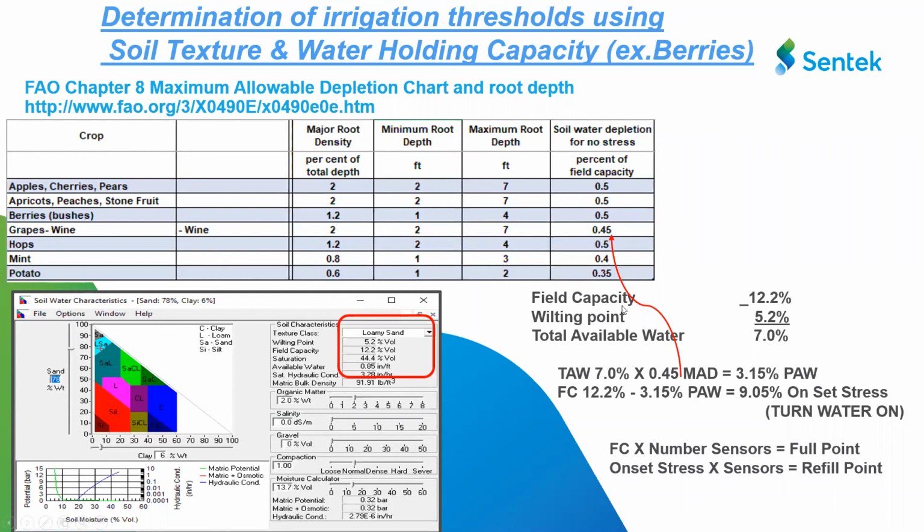But going through the exercise again, with a different soil type, we're going to subtract field capacity minus wilting point. That's going to give me my total available water. I'm going to multiply my total available water times my maximum allowed depletion, which is here for the wine grapes. And then I'll have my plant available water. And then I'll subtract plant available water from field capacity to give me my onset of stress. And then again, for our software, we'll multiply field capacity times the number of sensors to give me my full point. And then on the bottom end, to when I trigger an irrigation, onset of stress times the number of sensors to get my refill point.